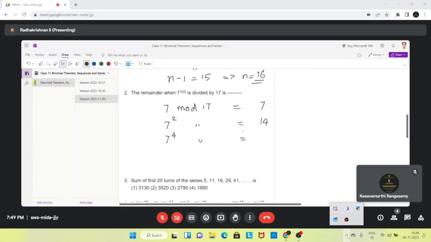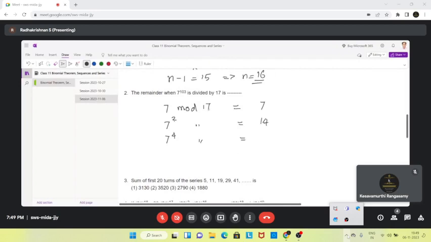Seven square mod 17 is 14. So 7 power 4 mod 17 is this one squared, right? So you don't have to do 7 power 4 now. All we have to do is 14 square. Okay. So you simply do 14 square divided by 17. Okay. 7 square is 49.